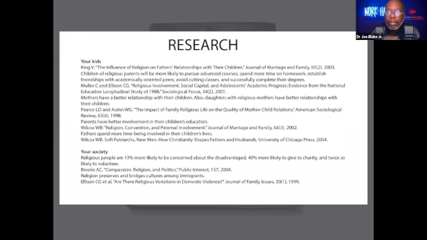Okay, so that's just a good picture of what religion is and how it can influence your life, and how it can influence your life economically as well.